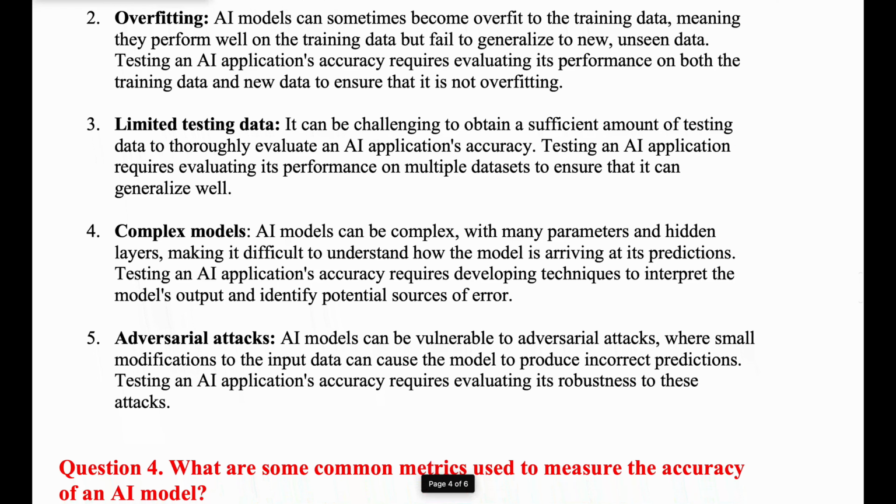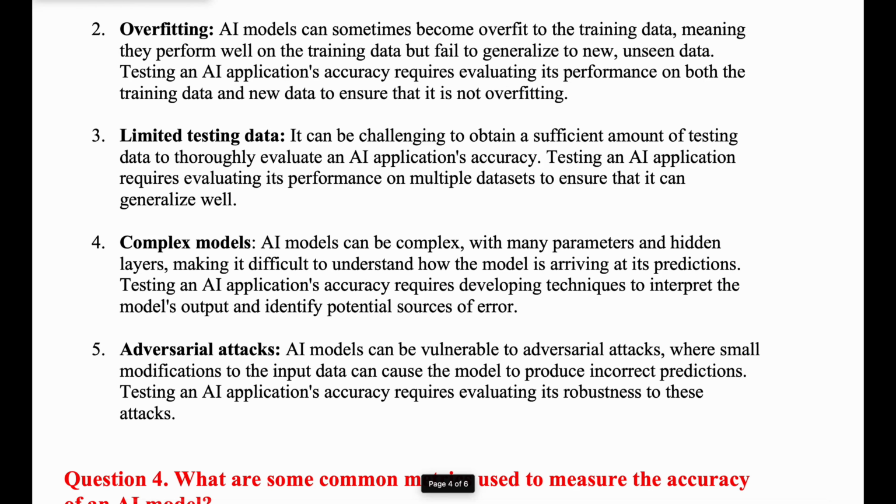Fourth is complex models. Friends, AI models can be complex with many parameters and hidden layers, making it difficult to understand how the model is arriving at its predictions. Testing an AI application's accuracy basically requires developing techniques to interpret the model's output and identify potential sources of error.